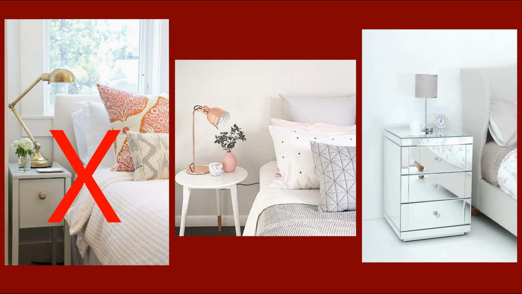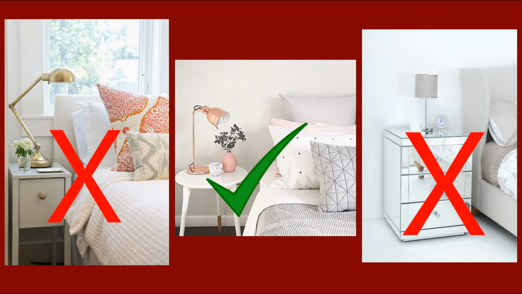Okay, this one is wrong because the lamp is much too large for that table, and the jar of flowers is much too small compared to the lamp. This one is right. If you look at the size of the table, the size of the lamp, and the size of the accessories, they all go well together. This one is wrong. The lamp and the accessories are much too small for that size of table.